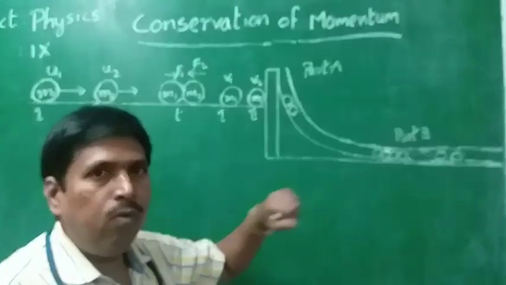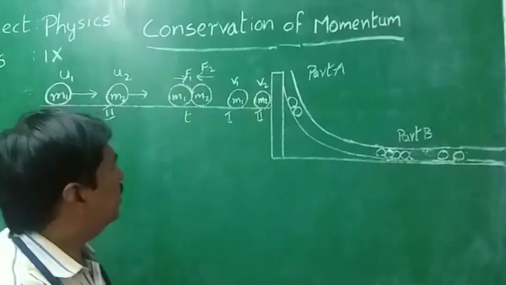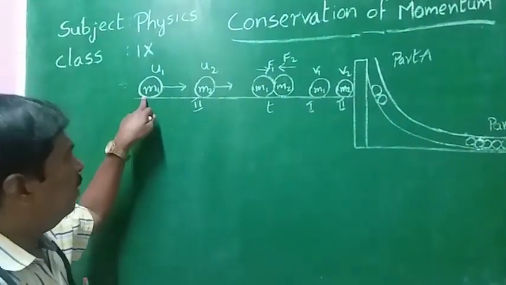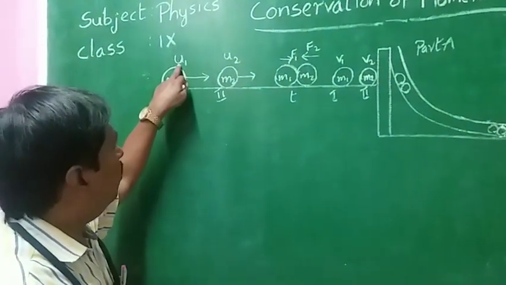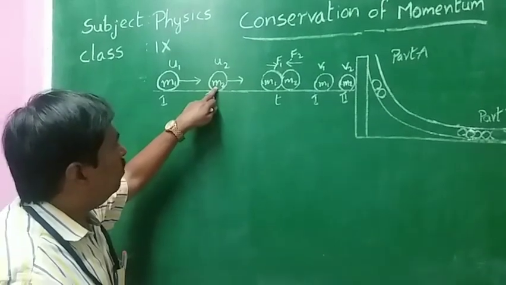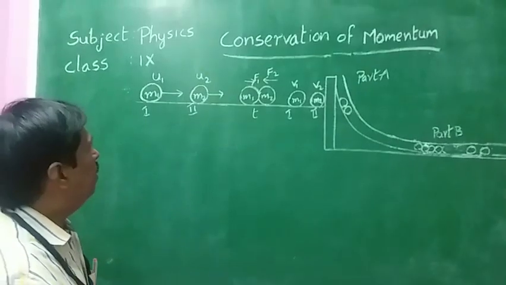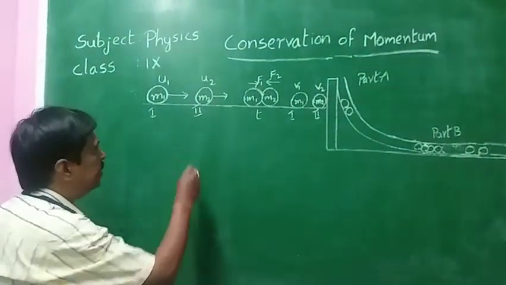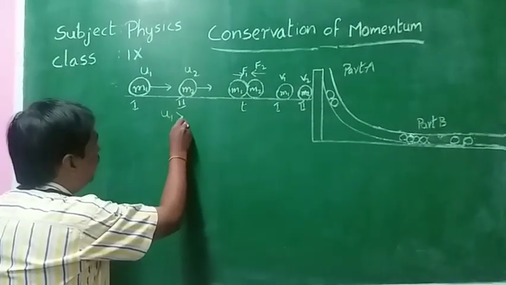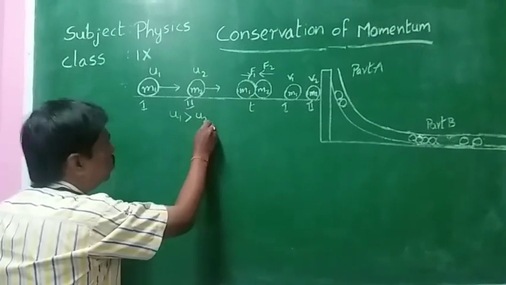That can be proved by using Newton's third law of motion. For this, you take a marble of mass m1, moving with an initial velocity of u1. Another marble of mass m2 is moving with a velocity of u2. This is the second marble. We consider that the first marble is moving with velocity u1, which is greater than the velocity u2 of the second marble.